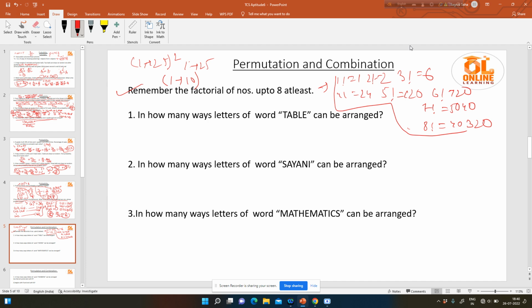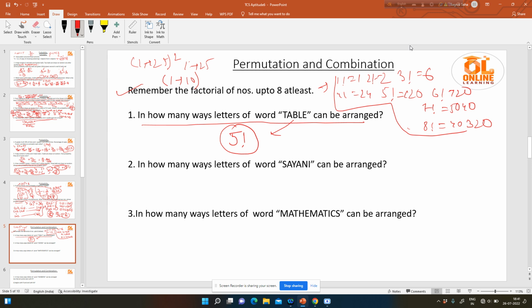Okay. Now the question is, in how many ways can the letters of the word table be arranged? As there are 5 letters and they are all distinct, we can arrange them in any way. So the total number of arrangements is 5 factorial.